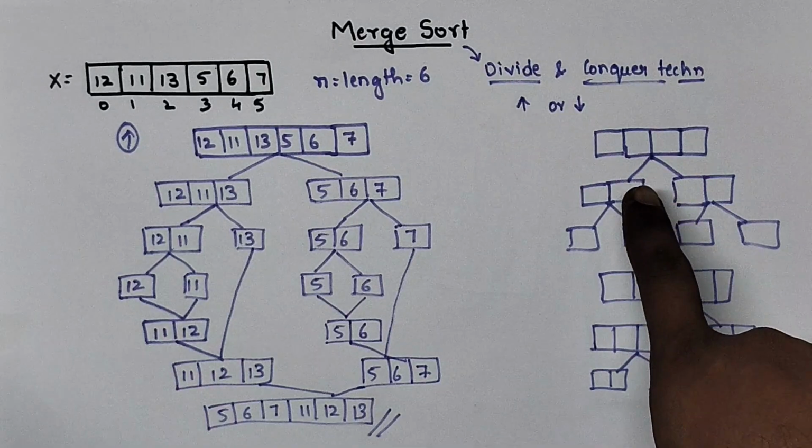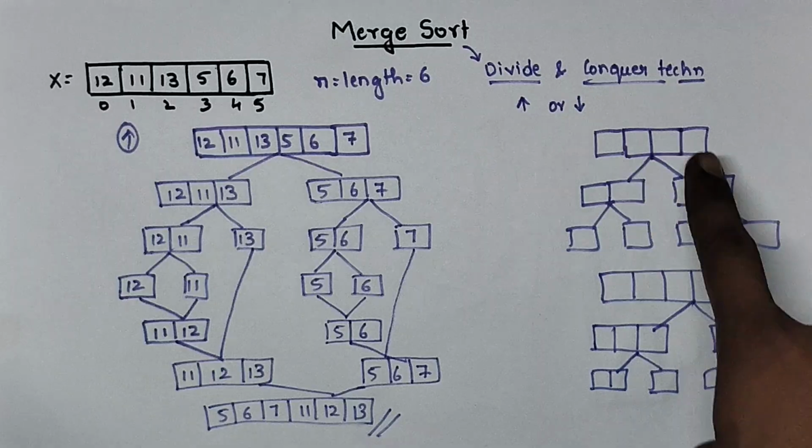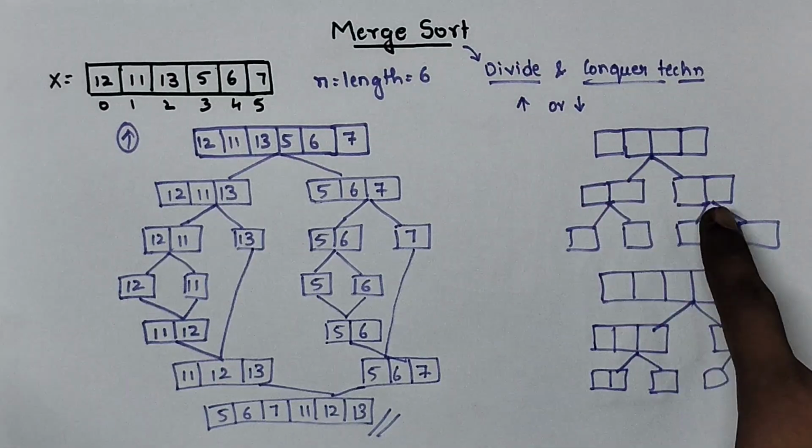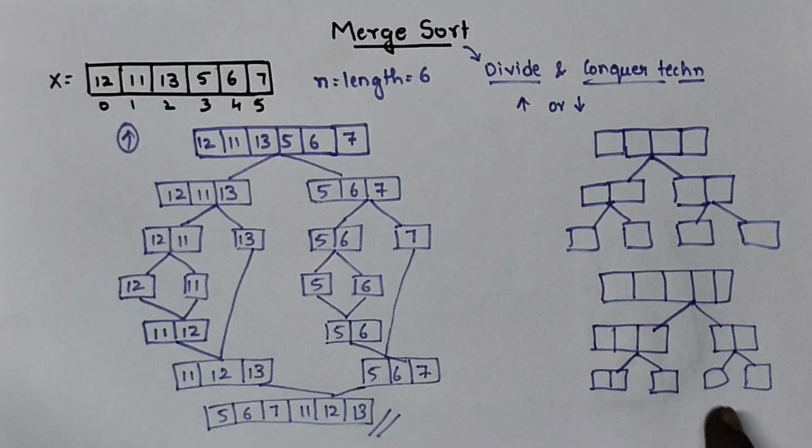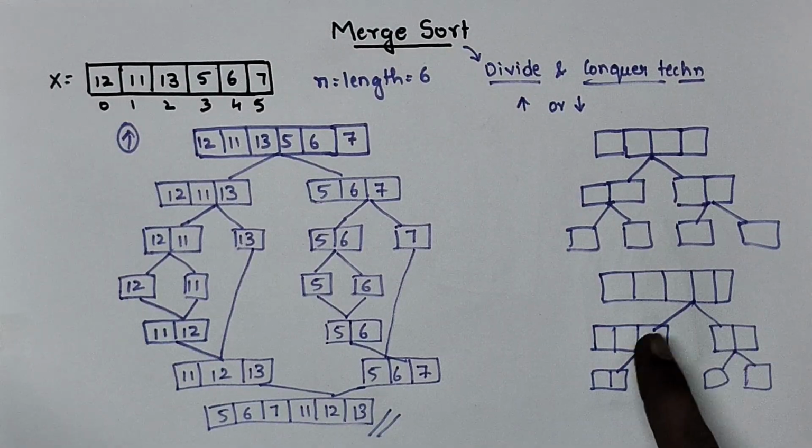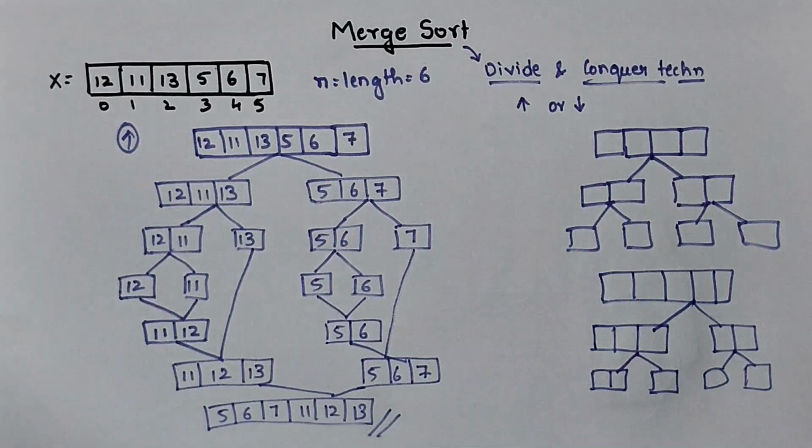So while dividing, keep it in mind. When there are an even number of elements, we will divide them equally. And when there are an odd number of elements, one element will be extra for the left hand side. Like that, simple.